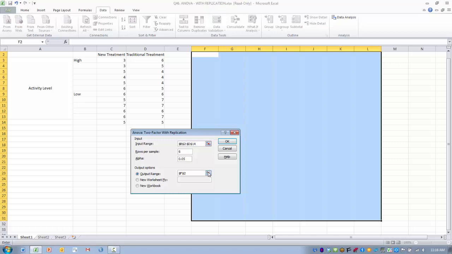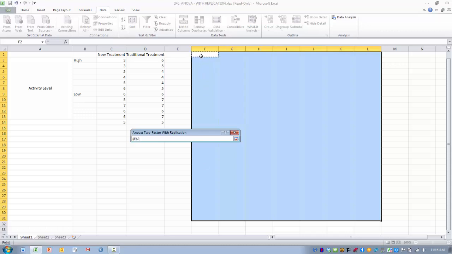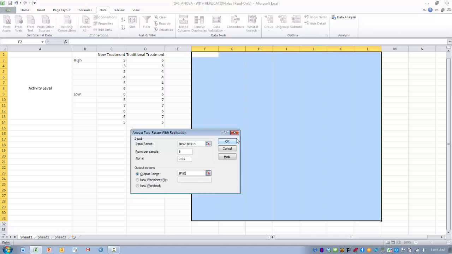Then we need to indicate the output range. So we want to click the Ref Edit button and make sure we're highlighting the area where we want the output table to be placed. And then we click the Ref Edit button again, and then we're ready to go. We click OK.